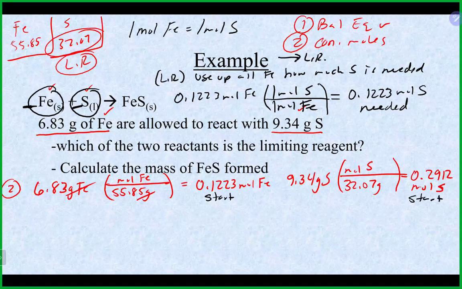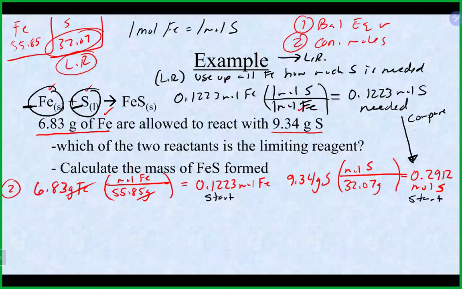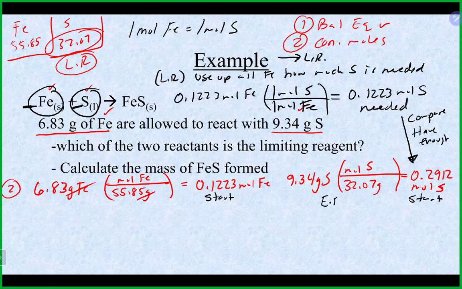Once I do that, I now need to compare it to how many moles of sulfur I started with. So in this case, I would need 0.122 moles of sulfur, and I am starting with 0.29 moles of sulfur. Do I have enough? I do have enough, right? And because I have enough, that tells me the sulfur here is going to be my excess reagent. And by default, the iron will be my limiting reagent just from that calculation. Any questions on that there?